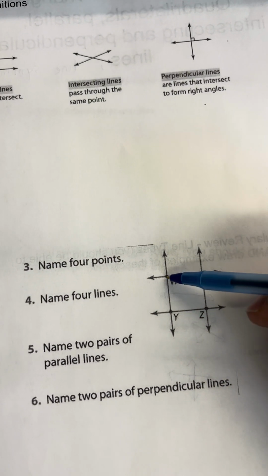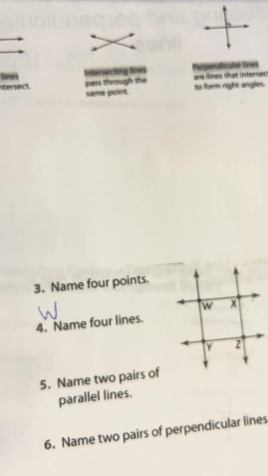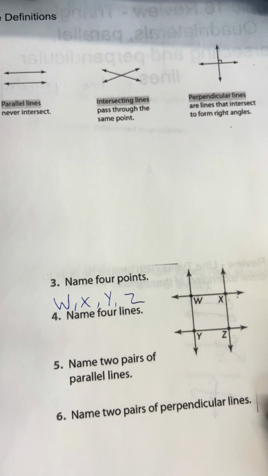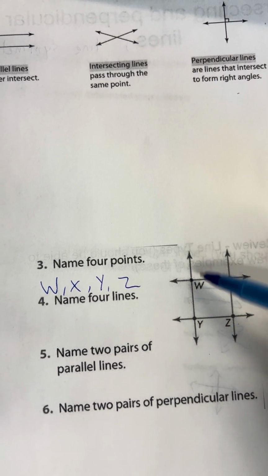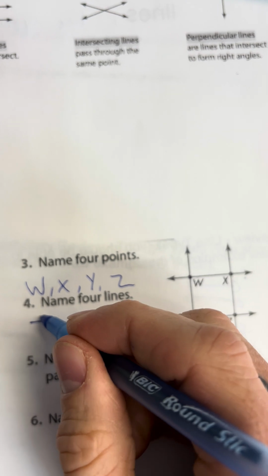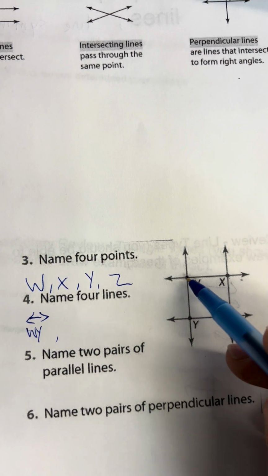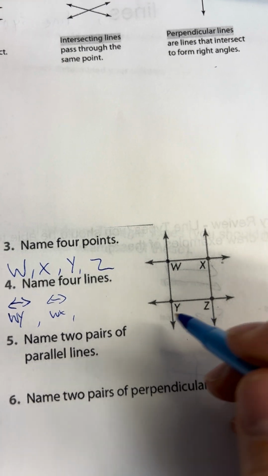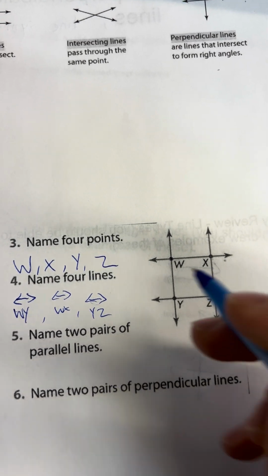Name 4 points. The points are the dots. So our 4 points are point W, point X, point Y, and point Z. Name 4 lines. So line WY is this line, and the way we abbreviate that is with that bar over the top of those letters. WY, we have WX, line WX, line YZ, and line XZ.